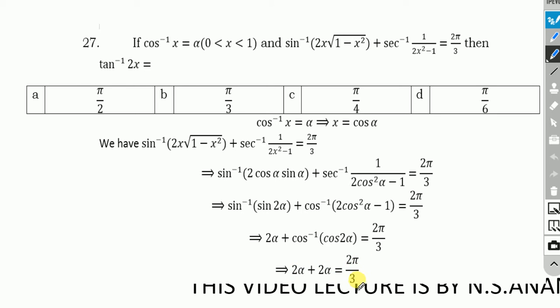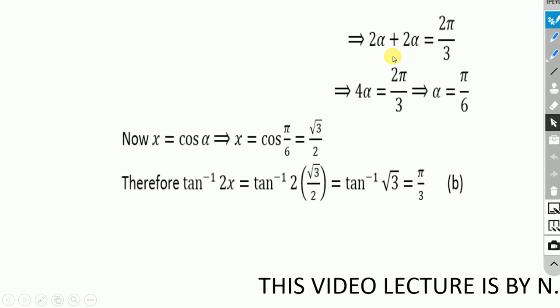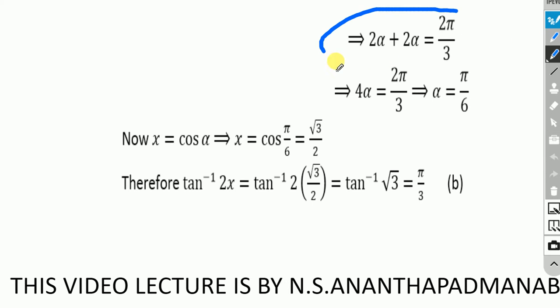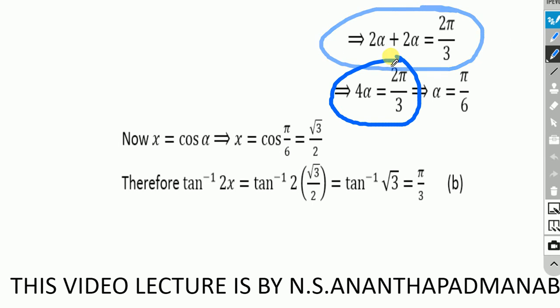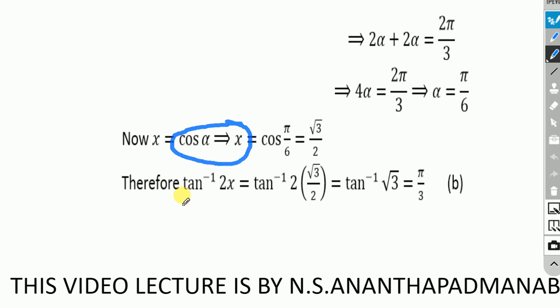So let us evaluate this. 2 alpha plus 2 alpha is 2 pi by 3, and 4 alpha is 2 pi by 3, or alpha is equal to pi by 6. Now we have cos alpha is equal to x, that is x is equal to cos alpha. That implies x is equal to, alpha is pi by 6. Therefore, x is equal to cos pi by 6. Cos pi by 6 is cos 30 degree, which is root 3 by 2. So x is equal to root 3 by 2.